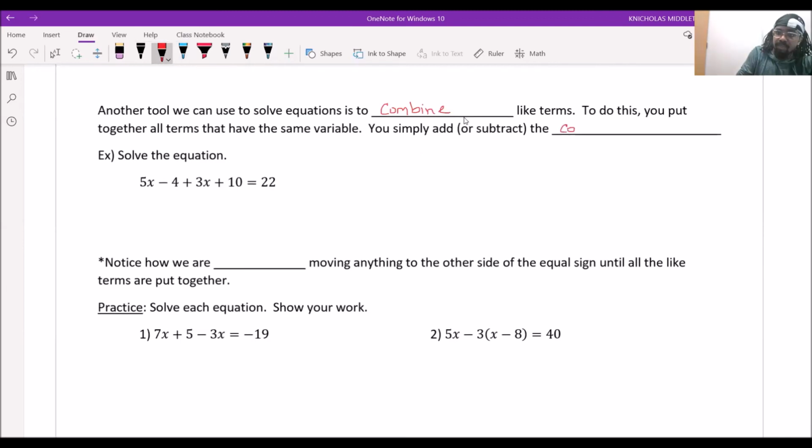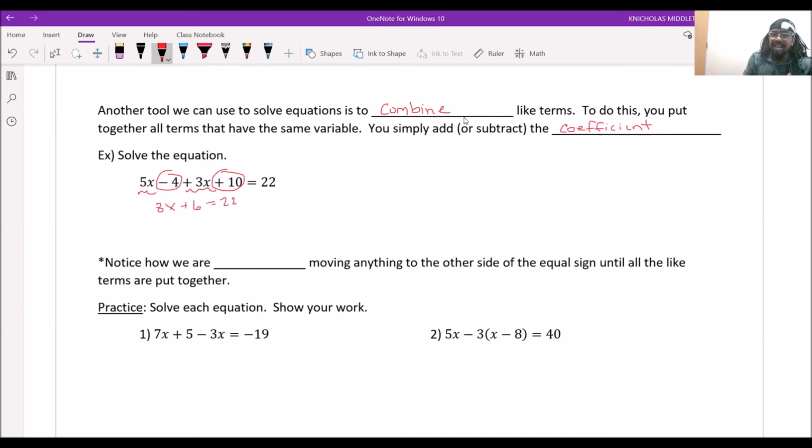The coefficient just means the number in front of the variable. So here we have 5x minus 4 plus 3x plus 10 equals 22. The x's are like terms because they're both x's, that's 8x. These are also like terms, the -4 and the 10. When I say I have -4 and 10, that means I have +6.